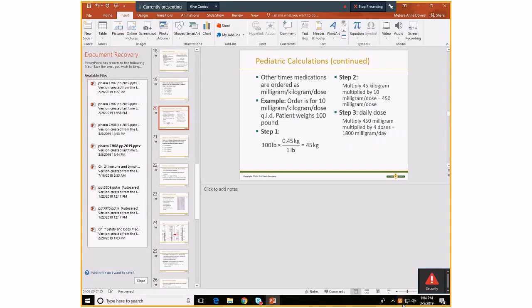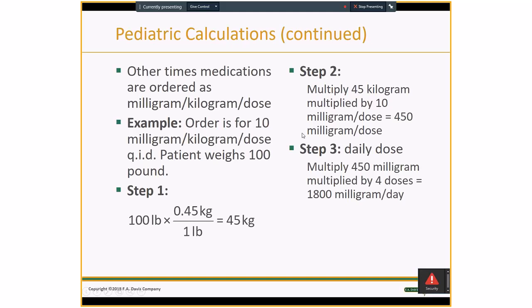So I think this was the slide that we stopped at last week, which was about pediatric calculations. And we were talking about how you do milligram per kilogram per dose. This one says it's 10 milligrams per kilogram per dose, and then QID is 4 times a day, so your first thing you have to do is figure out how many kilograms they weigh. So they did the 100 times the 0.45, and that's how they got the 45 kilograms. And then we talked about how you could do 100 divided by 2.2, and it'd be just about the same too. So that's how they got the 45.